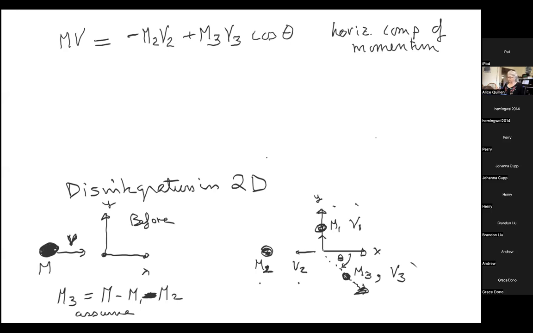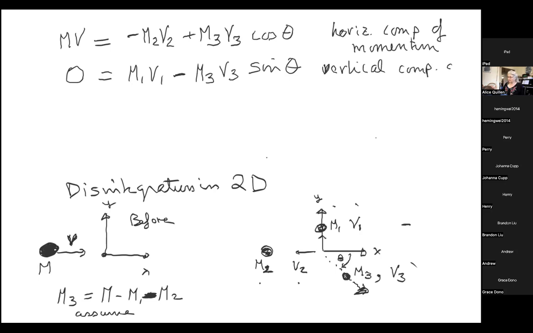For the vertical component, we have m0 because the initial particle did not have any momentum; the velocity component in the vertical direction is 0. But m1 has a vertical component of momentum, and m3 does too. So we'll take it in the minus direction, assuming v3 is positive, with a sine theta. So this is the vertical component of momentum.